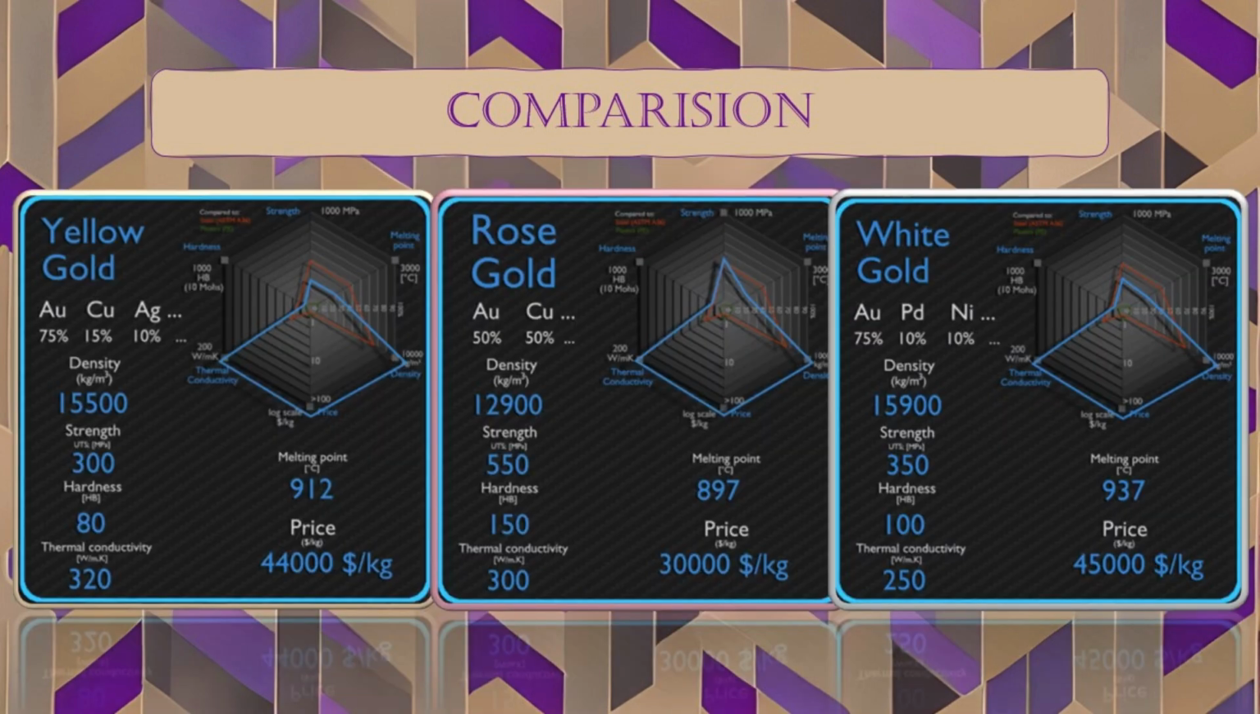Here we can see a comparison between all of the material properties of these common alloys. We can see that the ultimate tensile strength of white gold is actually more than yellow gold at the same level of gold composition. This might be because of the addition of palladium, which is also a very strong metal. We can see that rose gold in this model is significantly stronger than the other alloys.